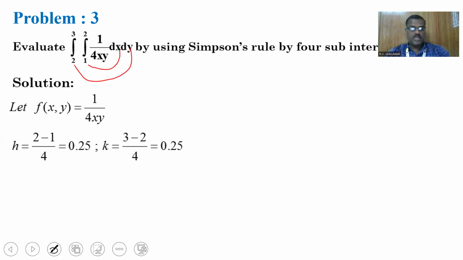h equals 2 minus 1, that is upper limit minus lower limit, divided by 4, that is 0.25. k equals 3 minus 2 divided by 4, which is equal to 0.25. Sometimes they may mention the values of h and k in the question itself, but sometimes they won't mention it. For that, you have to calculate it manually by using 4 subintervals, or 6 intervals, or 8 intervals.